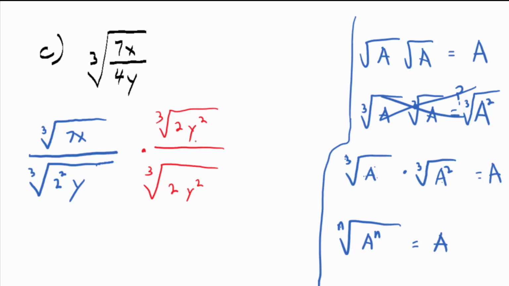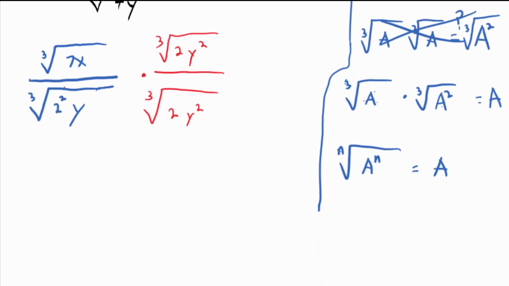Okay, now let's analyze this and make sure you understand. First of all, on top, there's not a whole lot to think about. Just make one big radical, one big cubed root, multiply the radicands. What do we get? 7x times 2y squared. What does that turn out to be? 14xy squared. So that's underneath the radical. So on top, it'll be the cubed root of 14xy squared.